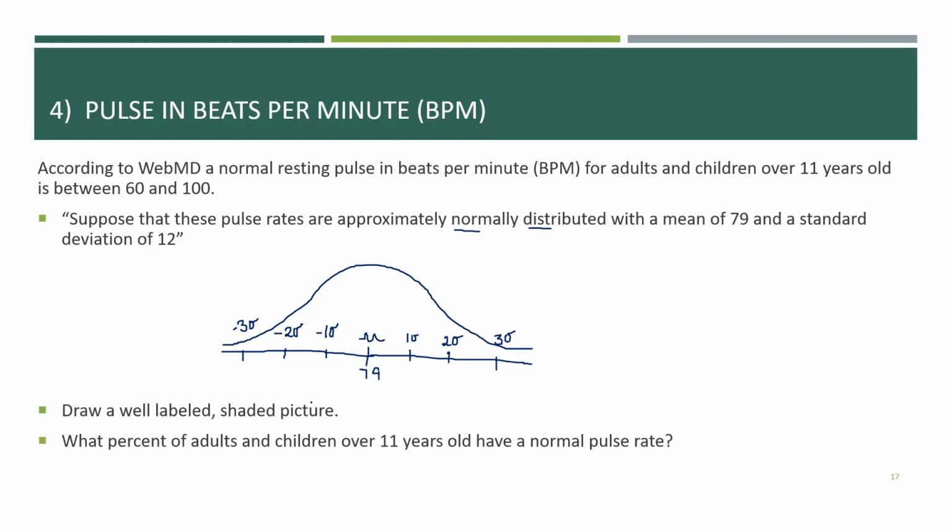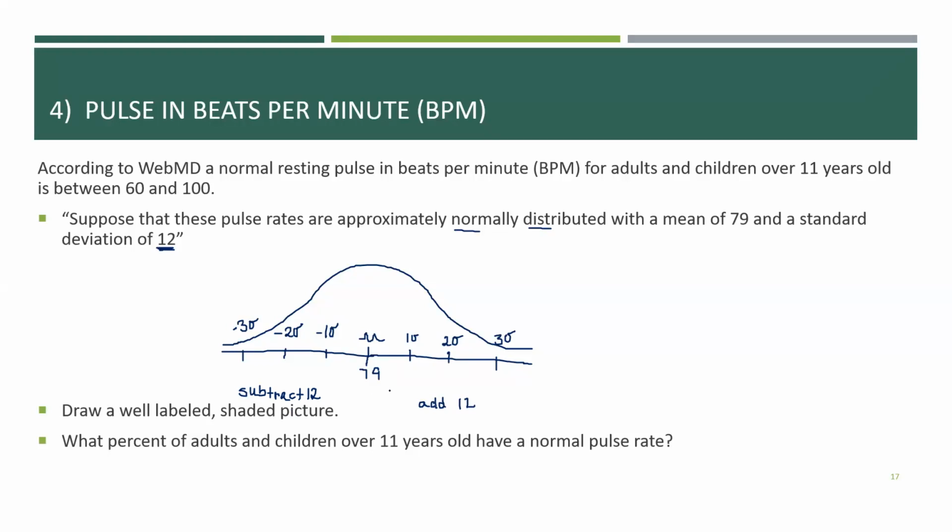We are told in this case the standard deviation is 12, so we know that above the mean we should be adding 12 each time we move between a tick mark, and below the mean we should be subtracting, so in this case subtracting 12 to move between the tick marks.